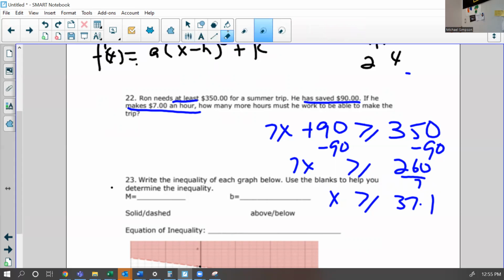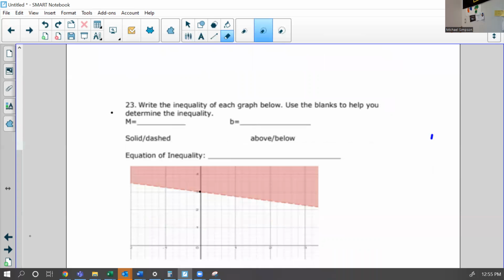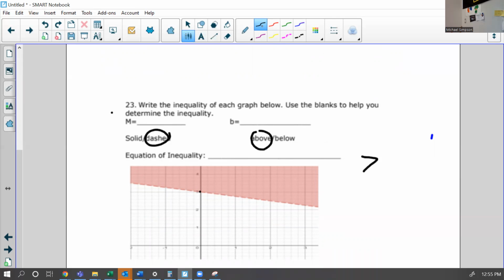Let's move on. Let's erase this, get some more space. Here, you want to write the inequality for the graph. And so you know it's a dashed line, right? You can tell it's a dashed line. And the area shaded is above the line. So you know you're going to use greater than. That's going to be the symbol you're going to use.